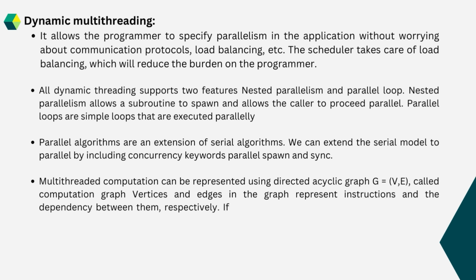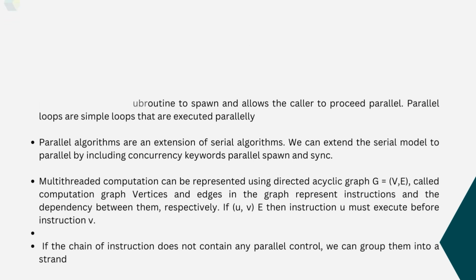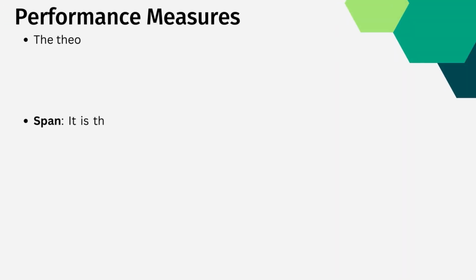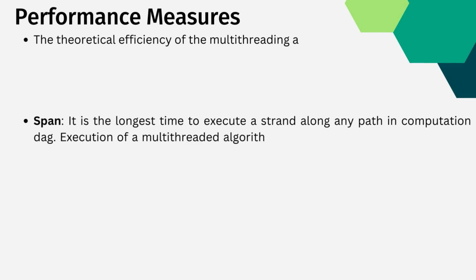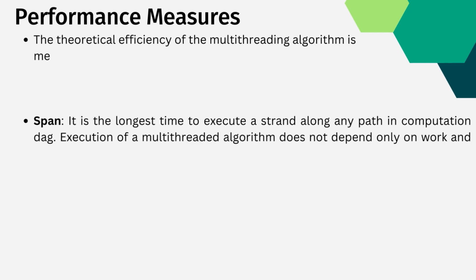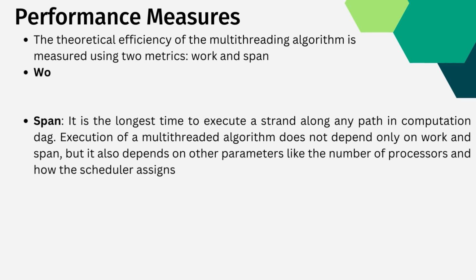Parallel algorithms are an extension of serial algorithms. We can extend the serial model to parallel by including concurrency keywords: parallel, spawn and sync. Performance measures. The theoretical efficiency of the multi-threading algorithm is measured using two metrics: work and span. Work is the total time taken by the entire computation to execute on a single processor. It is a summation of the time taken by each strand. Span is the longest time to execute a strand along any path in computation.